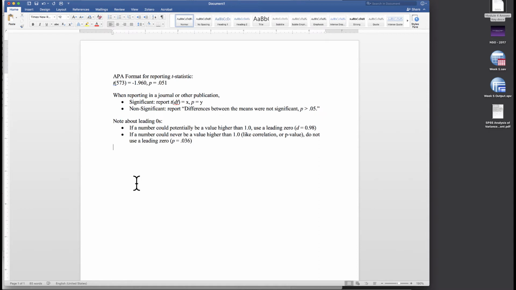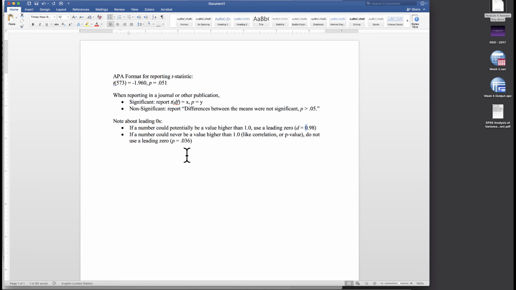One last note about leading zeros. If you're wondering, when do I put a 0 before the decimal point and when do I not? Well, there's an easy rule. The easy rule in APA is if a number could potentially be higher in value than 1.0, then use a leading 0. As you might have noticed, Cohen's d, for example, could be higher than 1.0. Since it can be higher than 1.0, we put a leading 0 there.